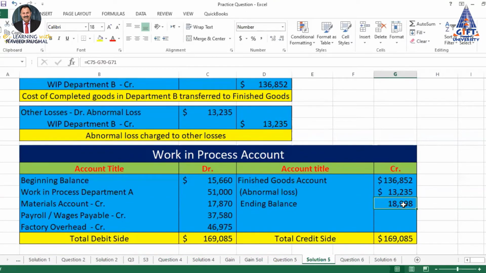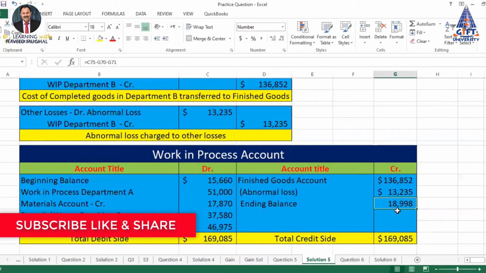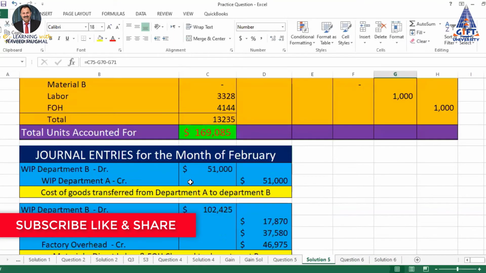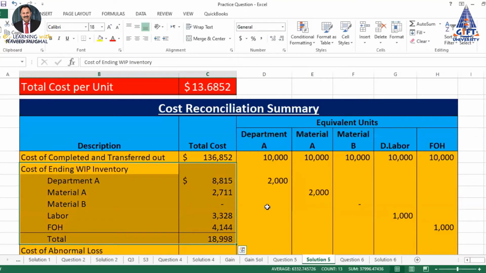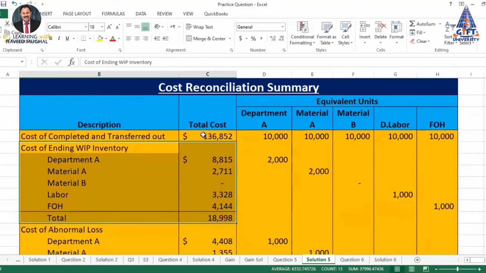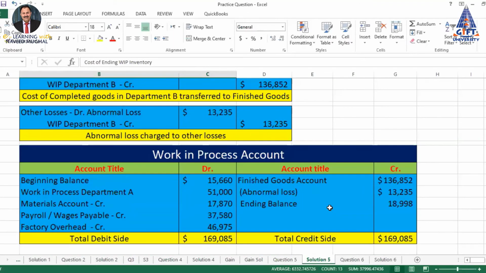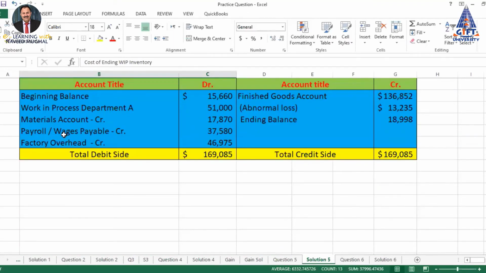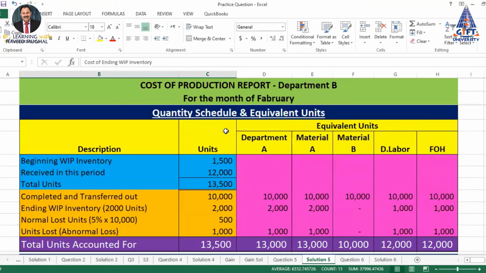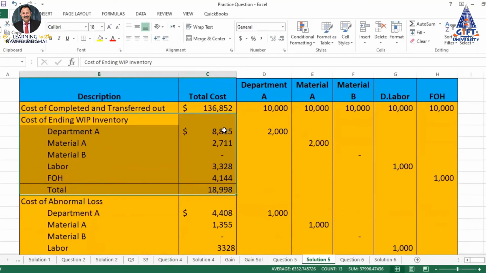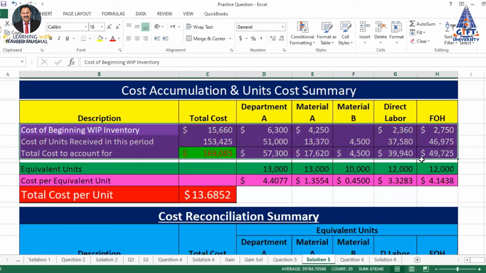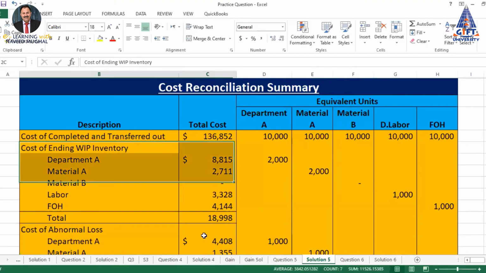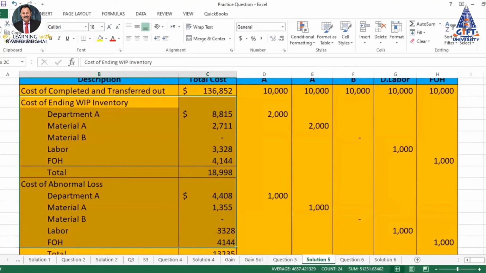And the remaining is 18,998. That is the ending work in process balance, and that ending work in process balance is over here. These are the amounts of ending work in process balance I have calculated over here. So these figures are the credit side of the work in process account. So the cost of production report is basically the reflection of the work in process account. This is the debit side of the work in process account, and this is the credit side of the work in process account.